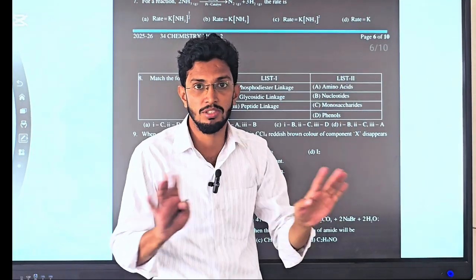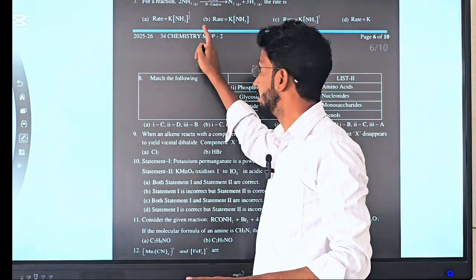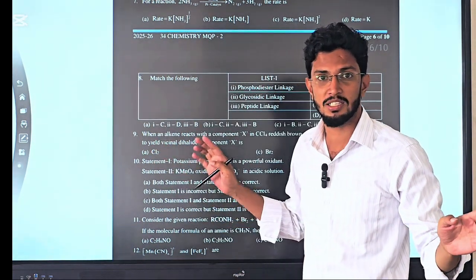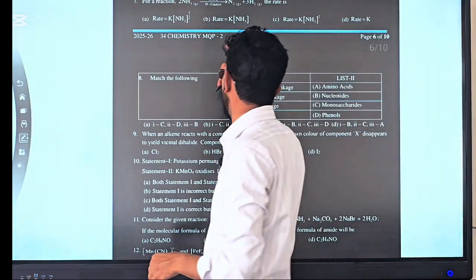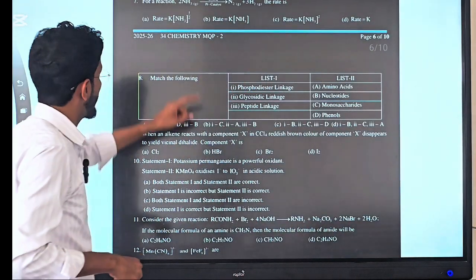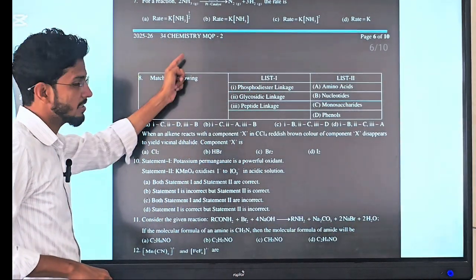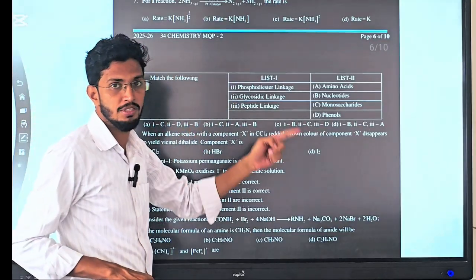But here there is nothing mentioned that this reaction is a simple or elementary reaction. Now we cannot apply the law of mass action here. Then how can we solve this question? This is actually an example of a zero order reaction.